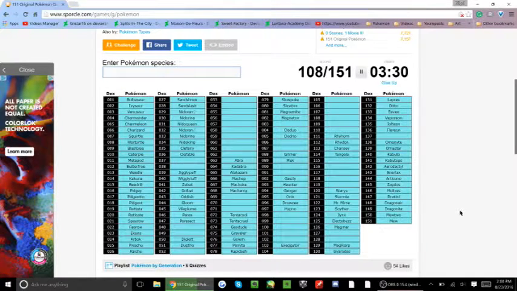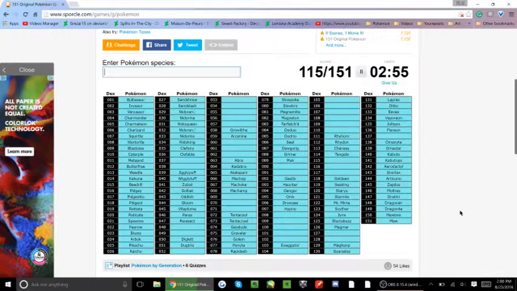what else, oh, man, I am blanking so hard right now, Dugong, Seel, Seaking, and Goldeen, Farfetch'd. There's one. Arcanine. Growlithe. 3 minutes.